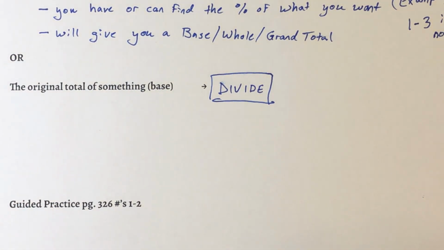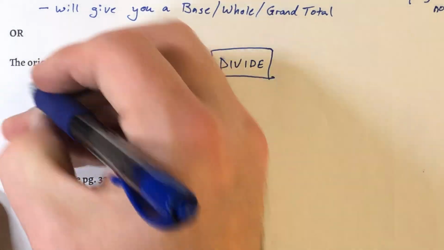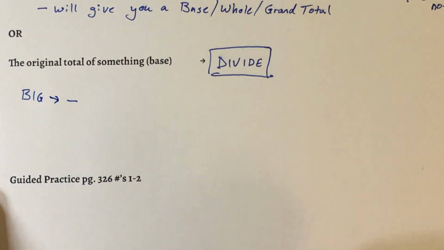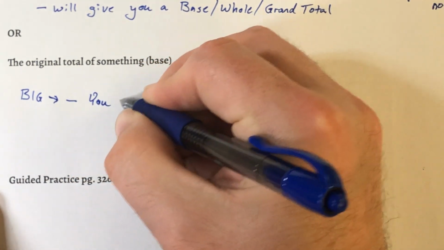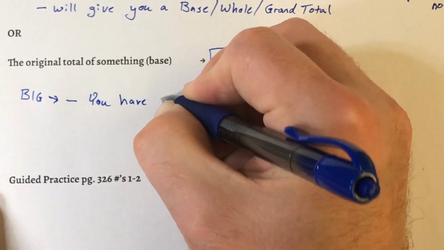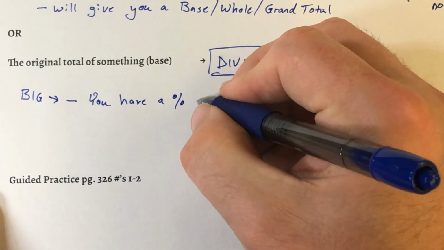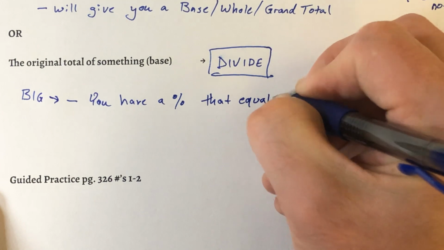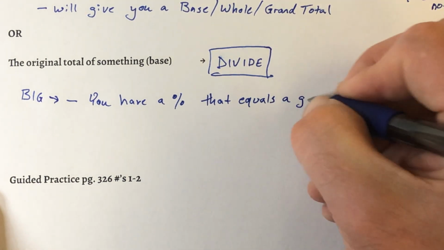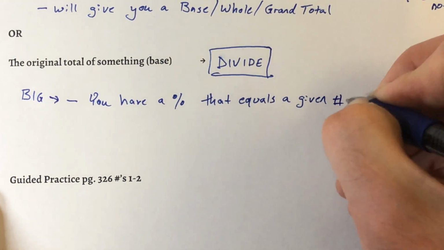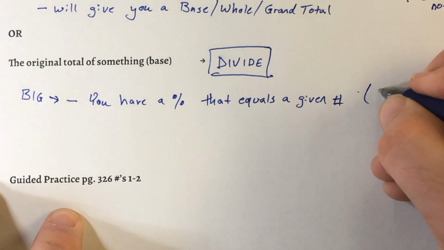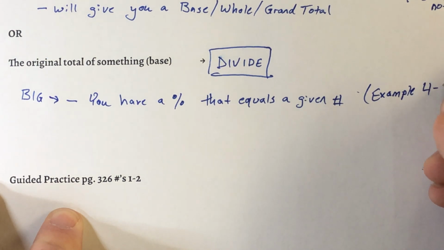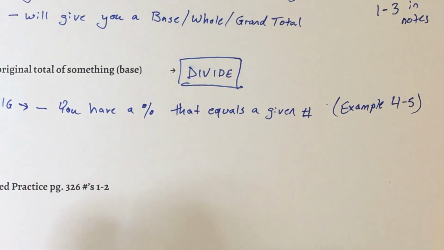All right. What if you're finding a base? How do you know if you're finding a base? What are some strategies? Well, the big one is you will have a percent that equals a given number. You can find this in example 4 and 5. So let's look at 4 and 5 real quick.